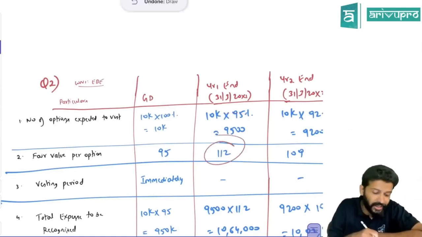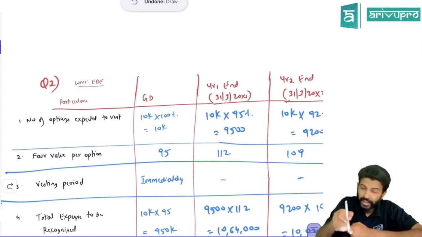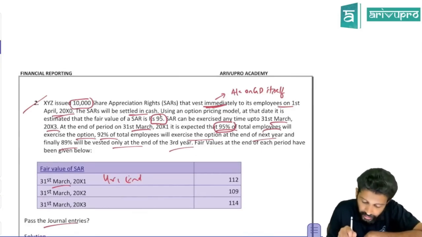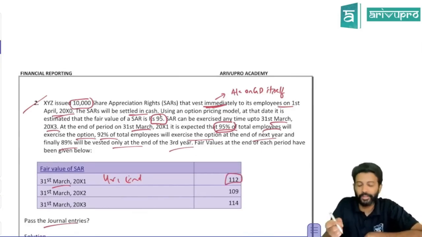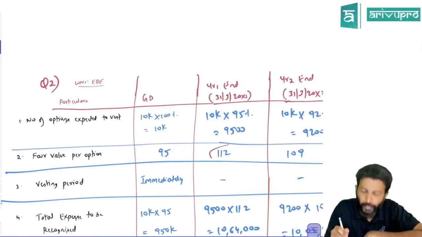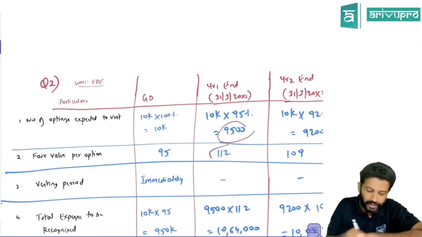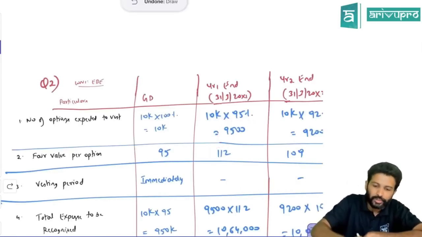Now don't take the grant date fair value. This is a liability. So we are in year 1 ending. What is the year 1 ending fair value? Year 1 ending fair value is 112. So take 112. So the loss on one share is 112. On 9,500, how much? 9,500 into 112.